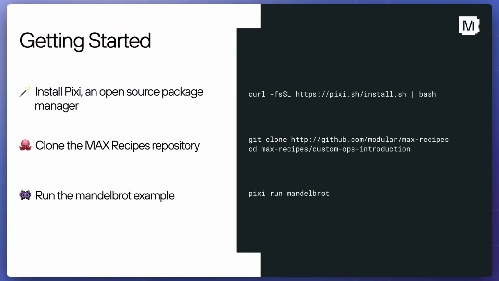To get started, you'll need to install Pixi, an open source package manager. You'll also need to clone the MAX recipes repository and change into the max-recipes custom-ops-introduction subdirectory. Then you can run the Mandelbrot example using pixi run mandelbrot.